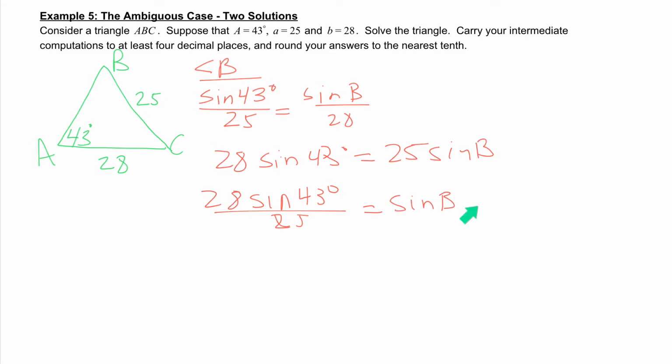And then finally, with the sine of B, we need to go ahead and take the inverse of both sides. So we're going to do the sine inverse of 28 times the sine of 43 degrees over 25 equal to B. And then we want to plug that in our calculator. In this part of our problem it says carry your intermediate computations to at least 4 decimal places. So we're going to round this right now to the nearest degree.